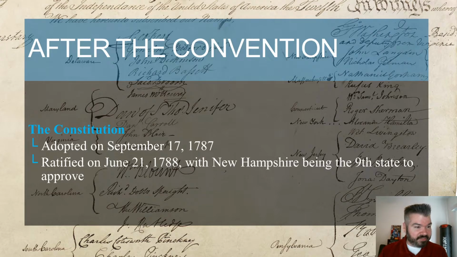So the Constitution was, in fact, adopted on September 17th, 1787. We celebrate this day every year on or around September 17th, with Constitution Day. We observe this moment in history that the U.S. Constitution was adopted on September 17th, 1787. It was also ratified on June 21st, 1788, with New Hampshire being the 9th state to approve the ratification of the U.S. Constitution. Interesting, right?